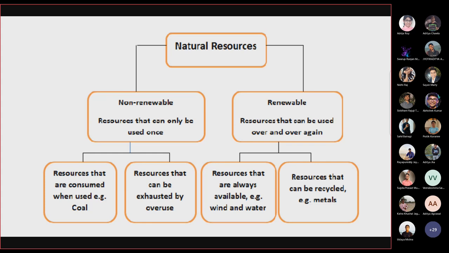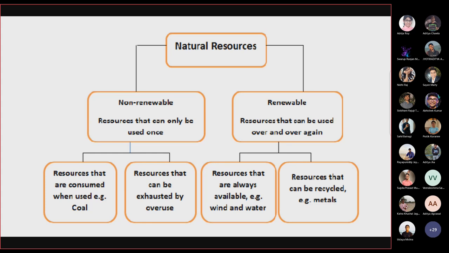So resources that are consumed when used are straight away non-renewable. Resources that are always available are straight away renewable. But side by side, there's another definition: resources that can be exhausted by overuse come under non-renewable. Resources that can be recycled come under renewable sources.